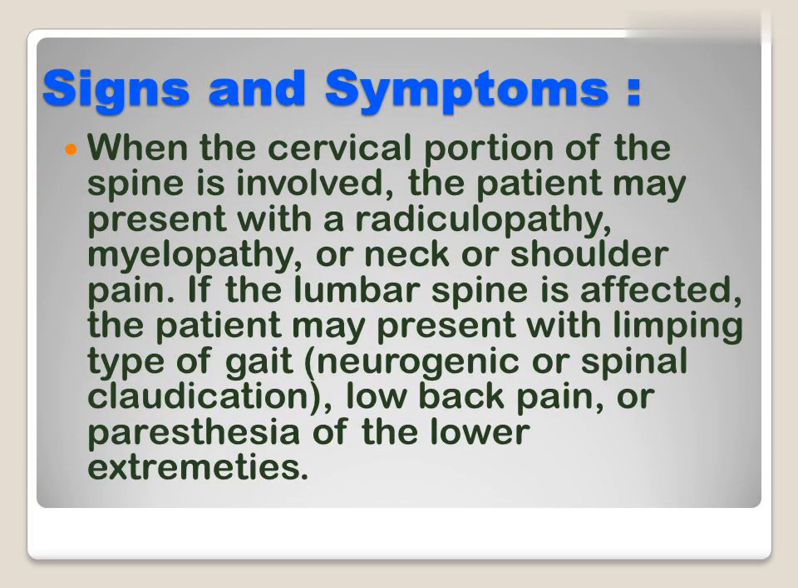Signs and symptoms. When the cervical portion of the spine is involved, the patient may present with a radiculopathy, myelopathy, or neck or shoulder pain. If the lumbar spine is affected, the patient may present with limping type of gait, neurogenic or spinal claudication, low back pain, or paresthesia of the lower extremities.